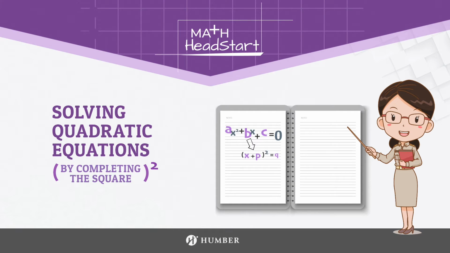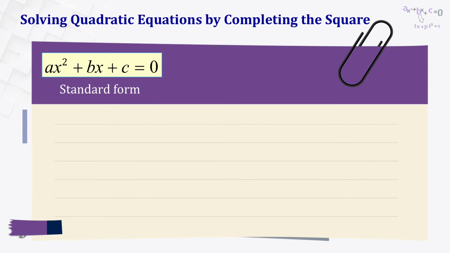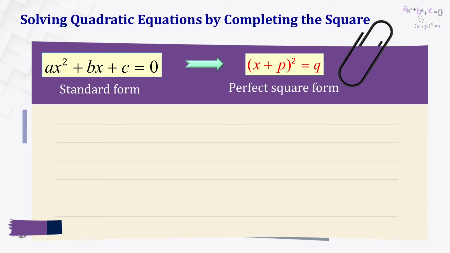Today, I'd like to show how to solve quadratic equations using the completing the square method. Quadratic functions have the standard form of ax squared plus bx plus c, where a, b, and c are real numbers and a cannot be zero. In this method, we try to change the standard form to a perfect square form to solve quadratic equations.